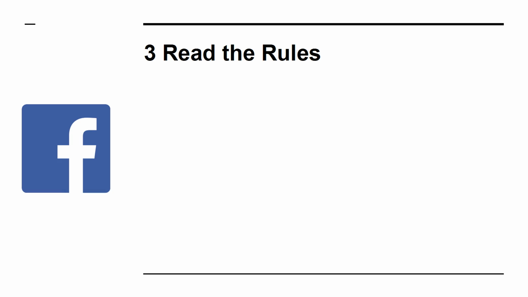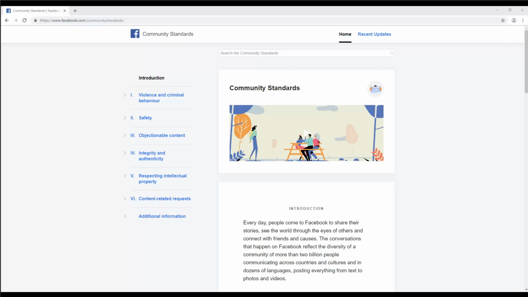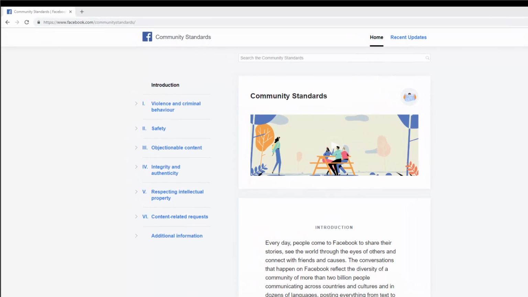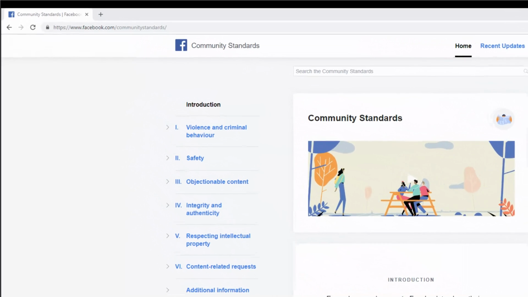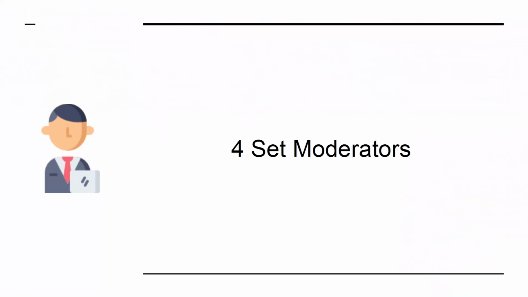3. Read the rules. Facebook has had a lot of trouble with fake news and echo chambers in recent years, and so the company is now coming down hard on groups that aren't careful to control this. Make sure that you know what Facebook expects of you by reading the guidelines provided here: Facebook.com/communitystandards.